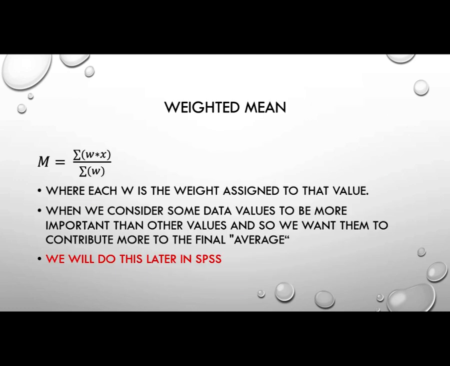The weighted mean is where each W is the weight assigned to that value. We use it when we consider some data values to be more important than other values, and so we want them to contribute more to the final average. This is very common in classes, right? Some projects are weighted more than others. We will use weighting in SPSS later on. I'll show you how to do that. But right now, just know that there is this thing called a weighted mean.